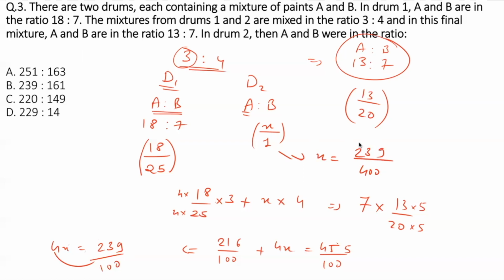If the fraction of paint A out of total is 239 out of 400, the ratio of A to B in the second drum is 239 to 400 minus 239, which is 161. That's your answer, option B.